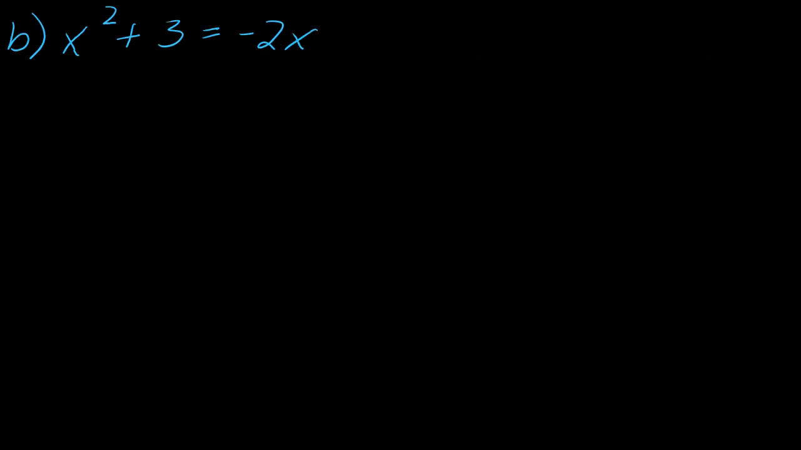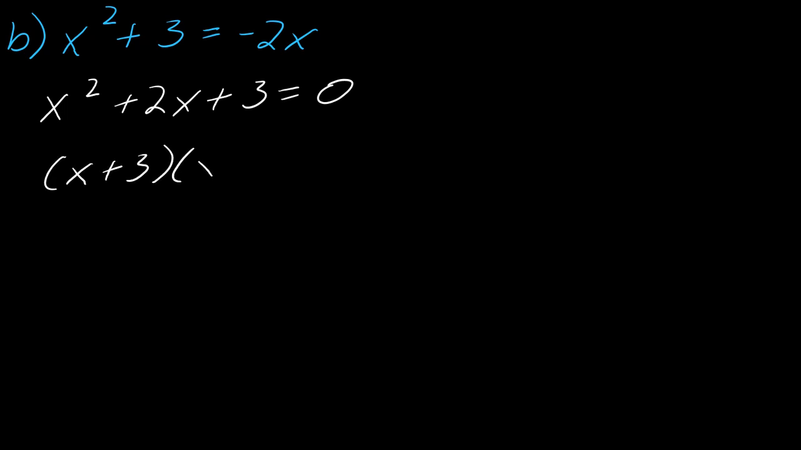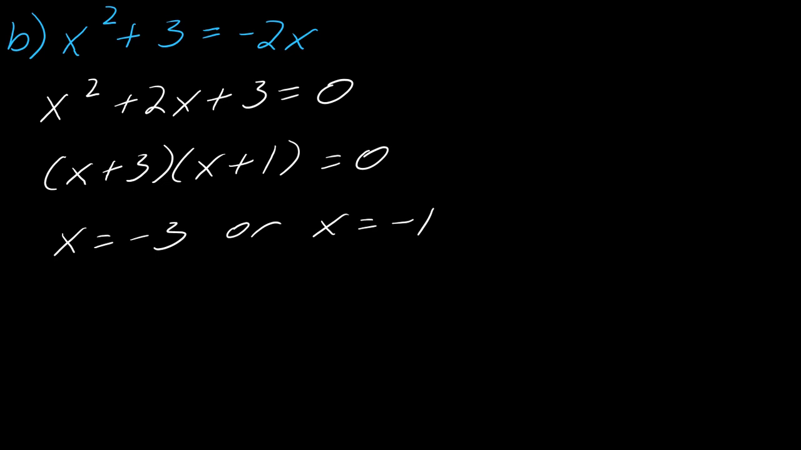Now, for the next one, we said this was best for factoring, so I need to bring that 2x over like I showed earlier. And then I just have to factor this, right? So this will be x plus 3, x plus 1, all that equals 0. So now I just solve. This will be x equals negative 3 or x equals negative 1. There are my two solutions, nice and simple. So factoring is always the best technique to use if it's available to you.